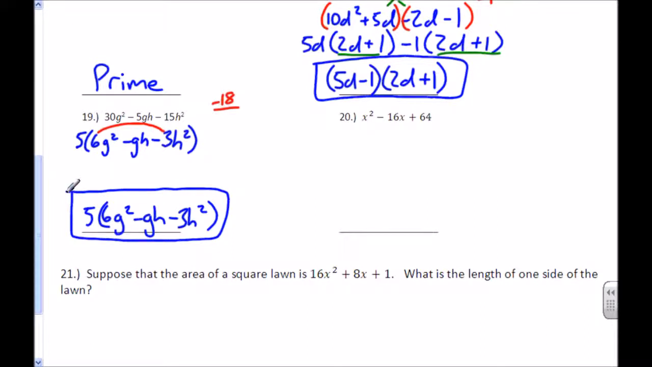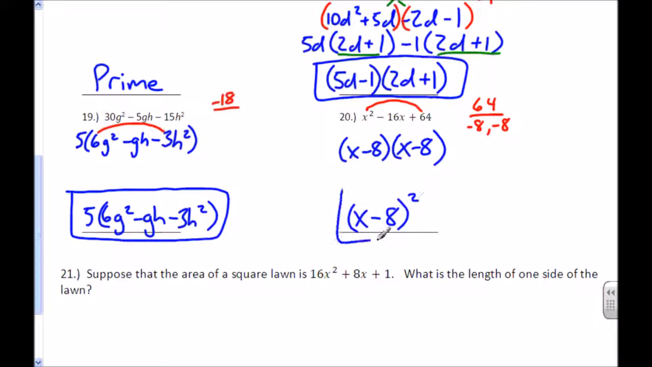In number 20, I build a bridge that gives me a 64. The two numbers that multiply to 64 but add to a negative 16 are a negative 8 and a negative 8. So with this one, I can use my shortcut. That's going to factor into an x minus 8 and an x minus 8. But don't leave it like this. Remember, this was a perfect square trinomial. So this one factors into an x minus 8 squared. And that's the way we want to rewrite this since it's the same binomial times itself.